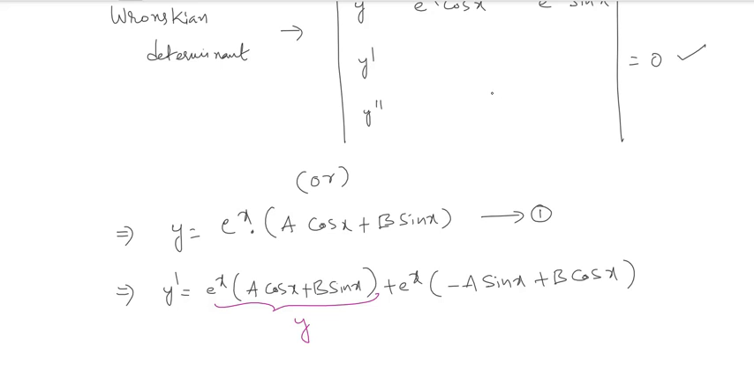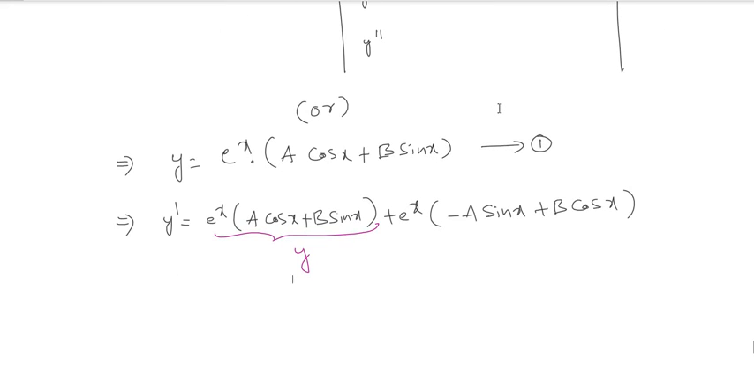Am I correct or wrong? Yeah. So now if I mention this, I will get y dash is equivalent to y plus e to the power of x into (minus a sin x plus b cos x). From this we can represent y dash minus y, because I can use that in another statement, since I already solved it. That is the reason why I am representing it.